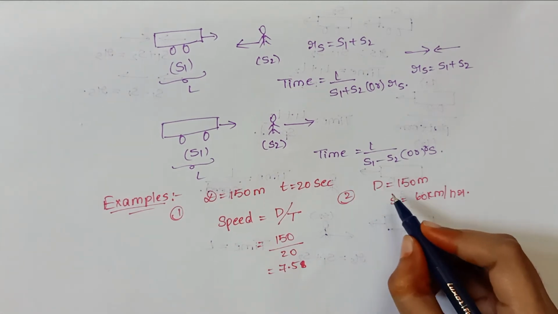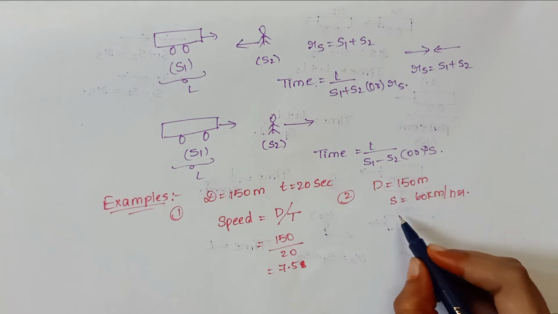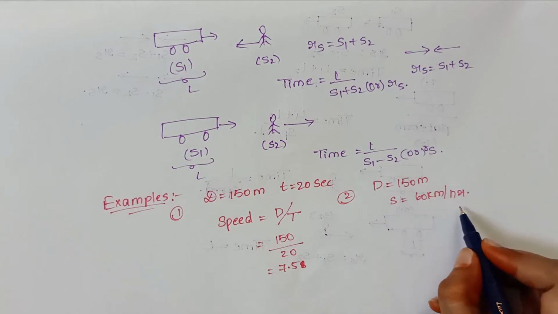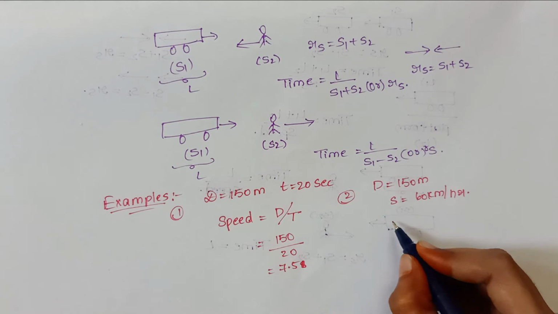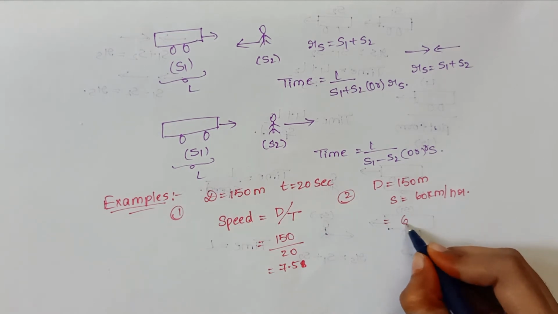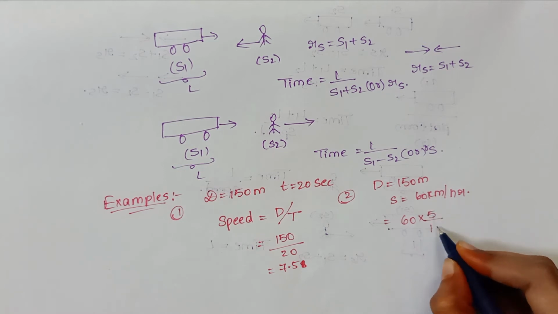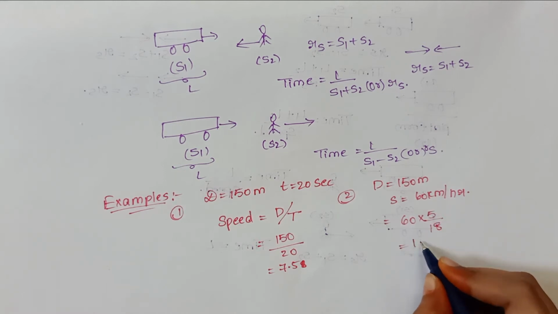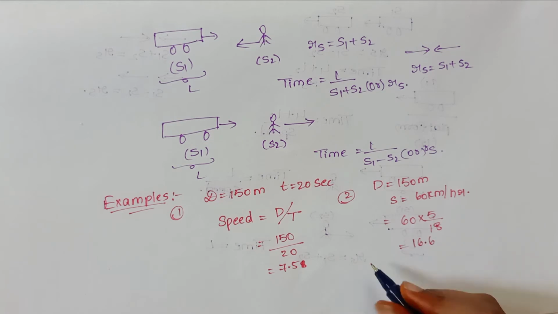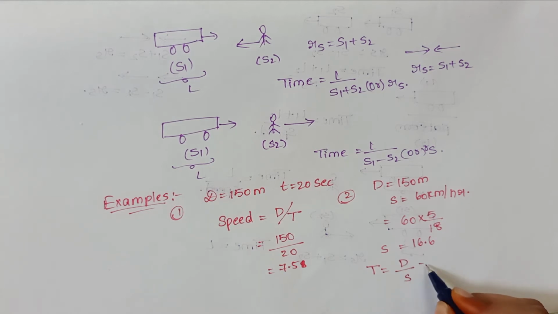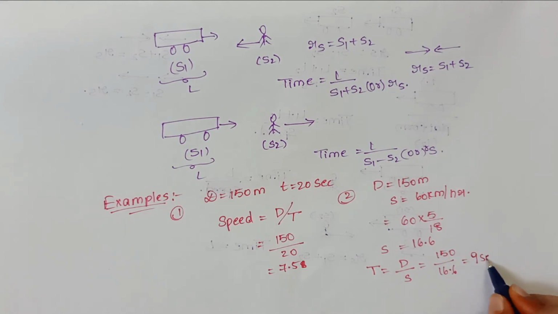Now second example, distance is equal to 150 meters and speed is equal to 60 kilometers per hour. Before solving, we want to convert 60 kilometer per hour, which means multiplying by 5 by 18. If we calculate, we'll get 16.6. Now time is equal to distance by speed, where 150 by 16.6. If we calculate, we'll get 9 seconds.